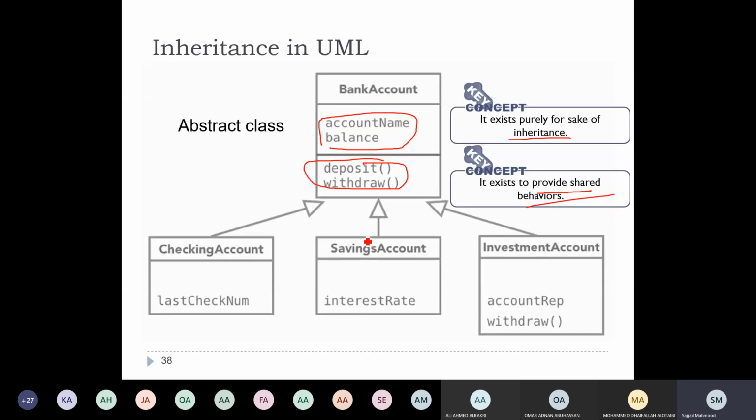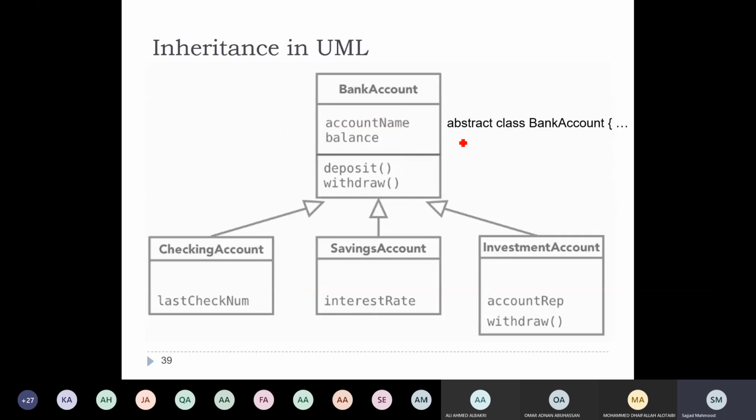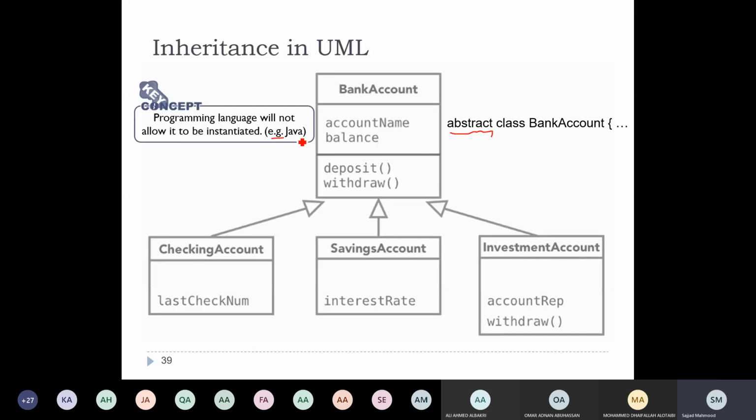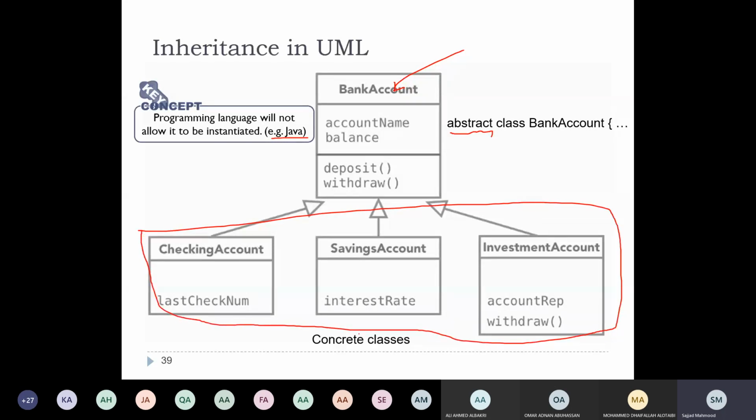It only exists to provide the shared behavior. That's the aim of it, and you use the keyword abstract, for example in Java, and the moment you use the keyword abstract with a class, programming languages like Java will not even allow you to create an object of it. Correct? I'm pretty sure all of you have used abstract classes at a certain stage. So if this is an abstract class, then these classes are naturally your concrete classes, because you can go on and create objects of them.